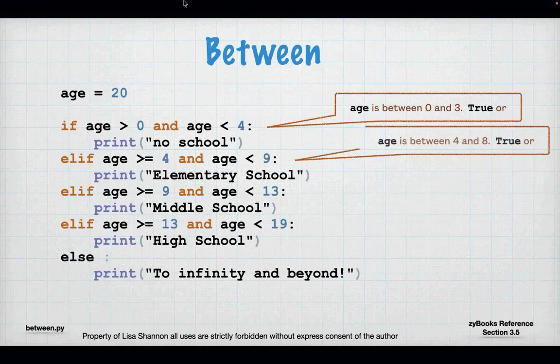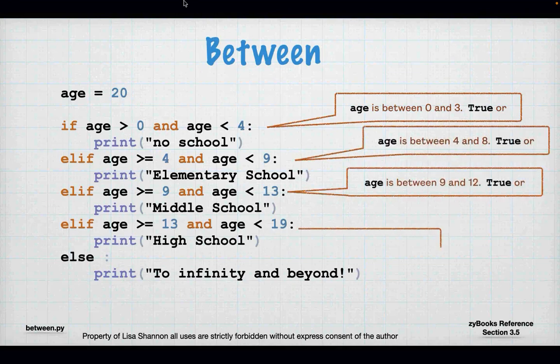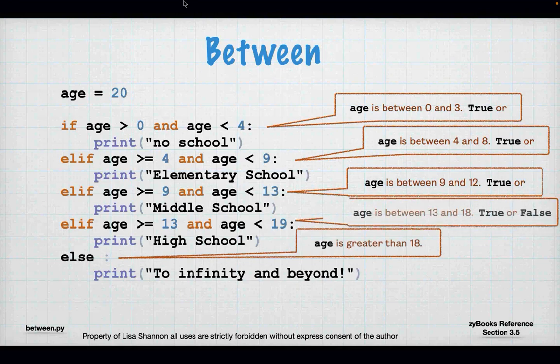Okay, so we have to deal with the concept of between. Between deals with our Boolean operators and the concept of mutually exclusive question sets. And I'm doing this because you're going to have to do a lab that deals with things that are between each other. So, if I have a test variable called age, and I want to know what schooling year that does. Well, how do I do that?